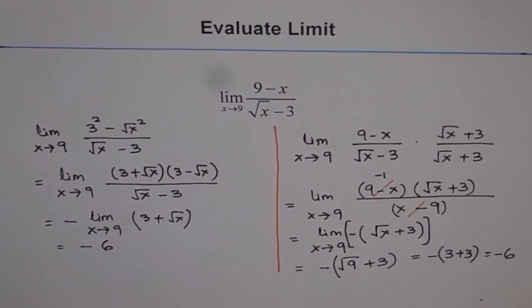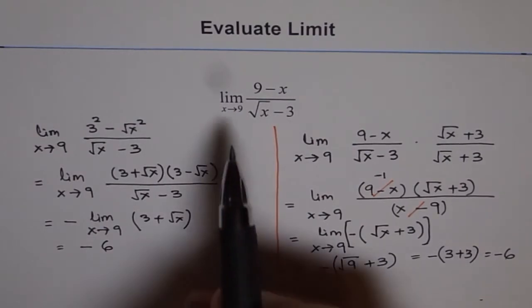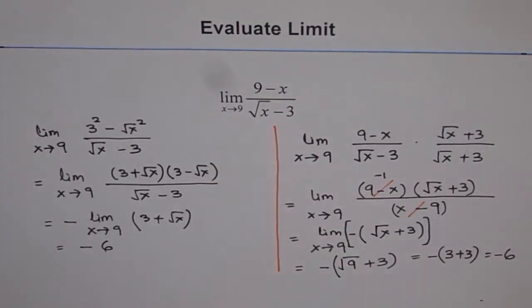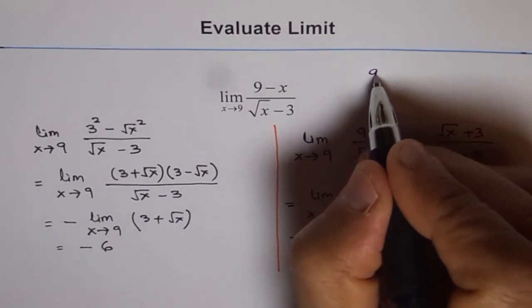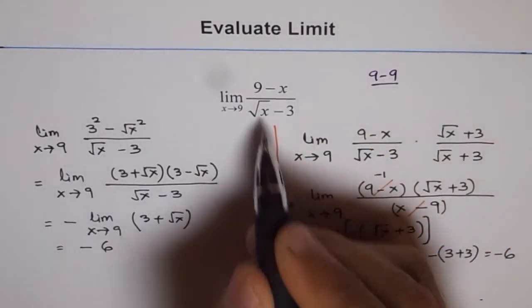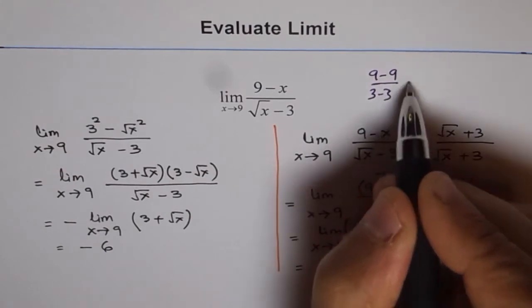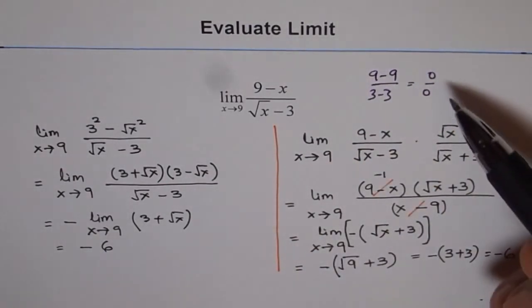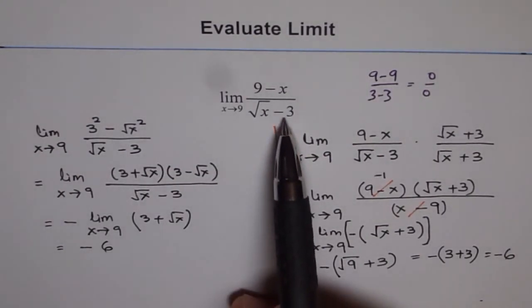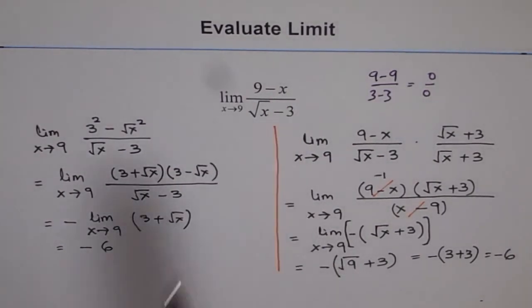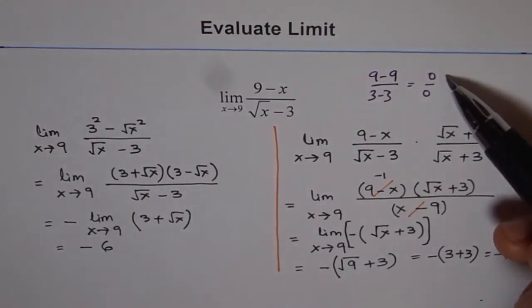Same answer in this case. Let me remind you once again: even before doing this, the first step we should have done is plug in 9 to check whether direct substitution gives us the answer or not. If we do 9 here, 9 minus 9 is 0, and the square root of 9 is 3, minus 3, so we get 0 over 0. That suggests that we have a common factor and problem. This is the only factor in the denominator, which means we have this factor in the numerator also, making it 0 in the numerator.